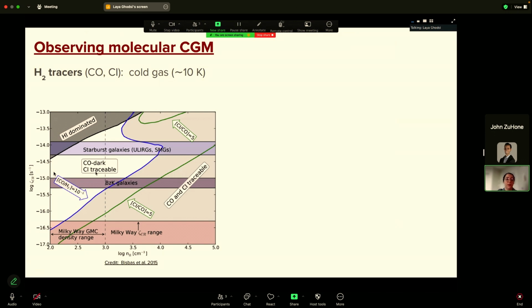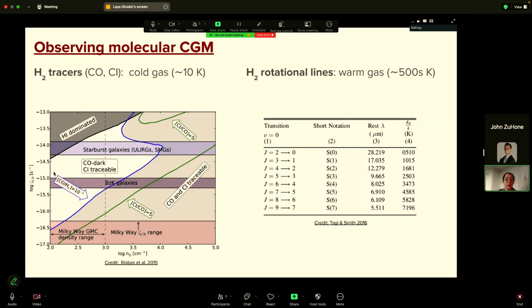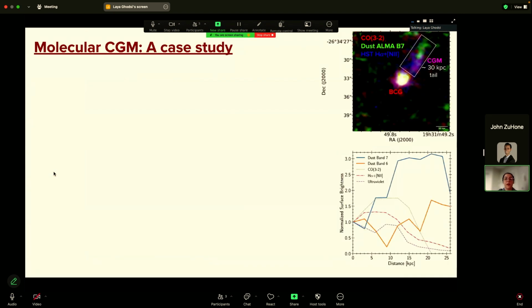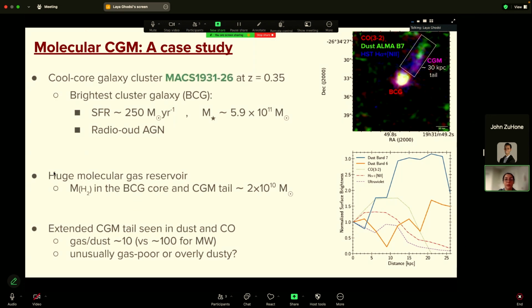So in this work, we're using a combination of both to trace more molecular hydrogen with temperatures of around tens of kelvins. But we also use H2 rotational lines, which trace warmer molecular gas with temperatures around hundreds of kelvin to thousands of kelvin. And in this work, we have three hydrogen rotational lines, S1, S5, and S9, which I will introduce later. But our case study is the BCG of a galaxy cluster at redshift 0.35.